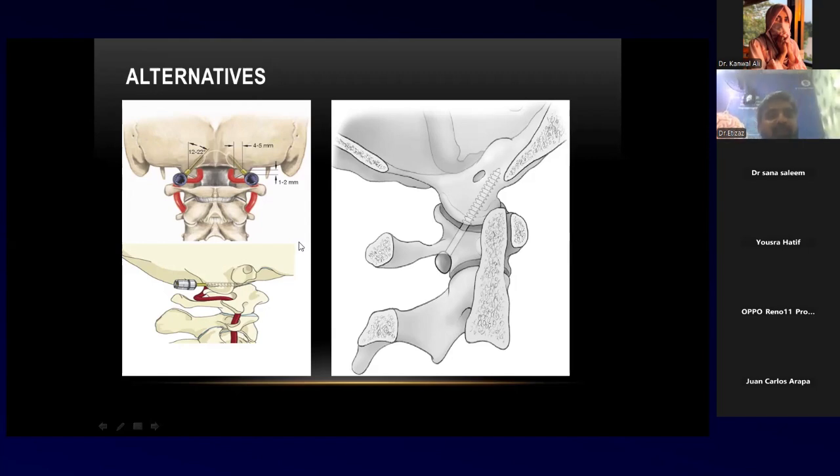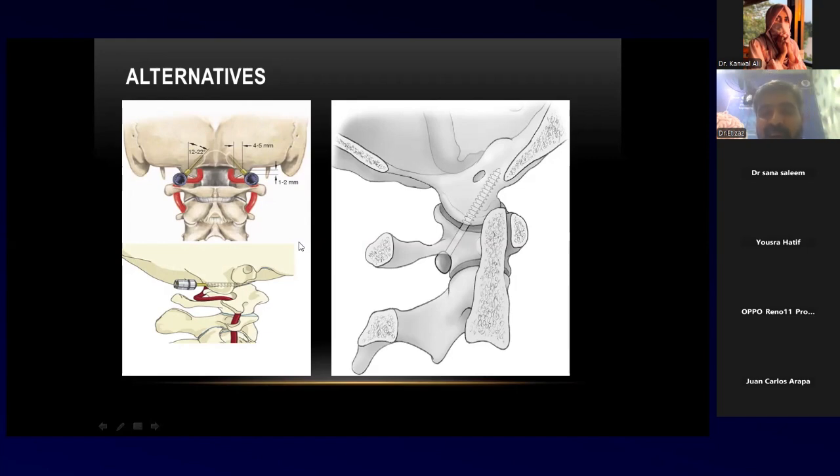No. For example, don't go straightforward for sublaminar wiring as the first option. Not at all. Always say that you will go for C1, C2 fixation and fusion, or the transarticular. In transarticular, you can put a graft. That is the Gallie technique. But not sublaminar wiring.